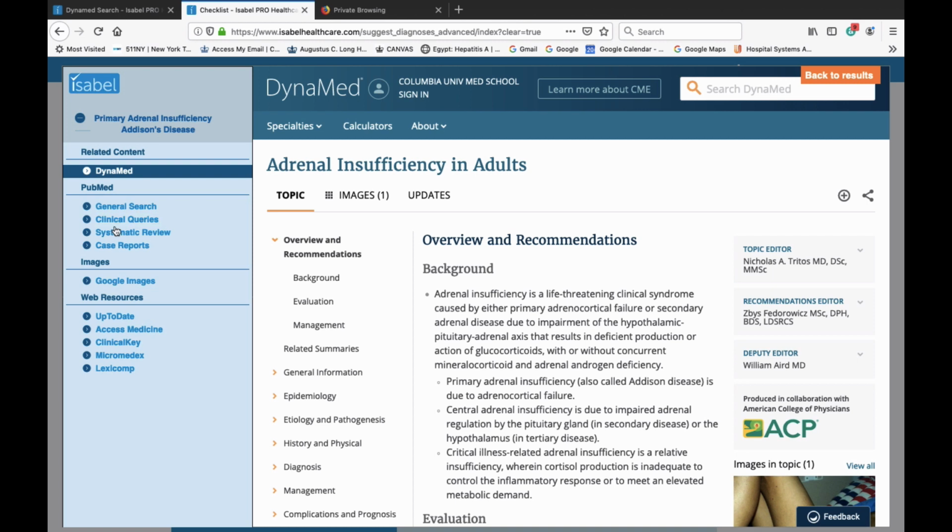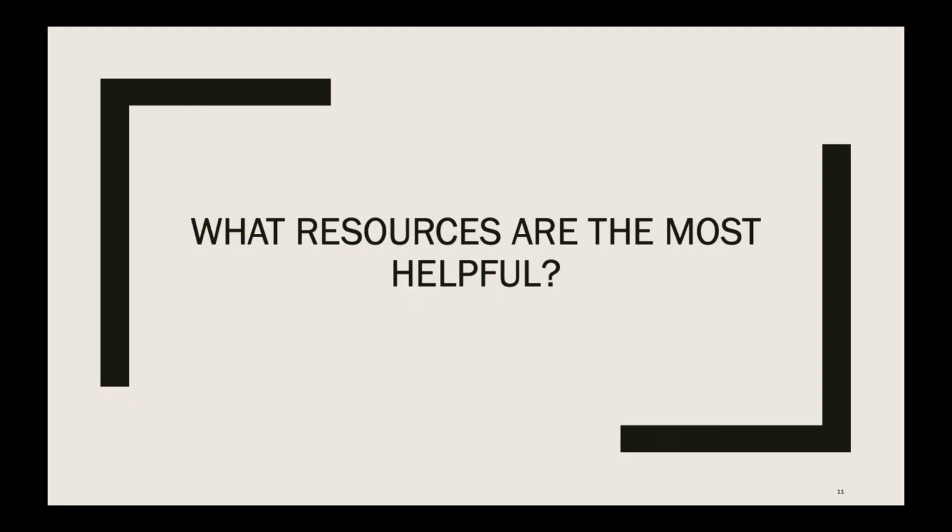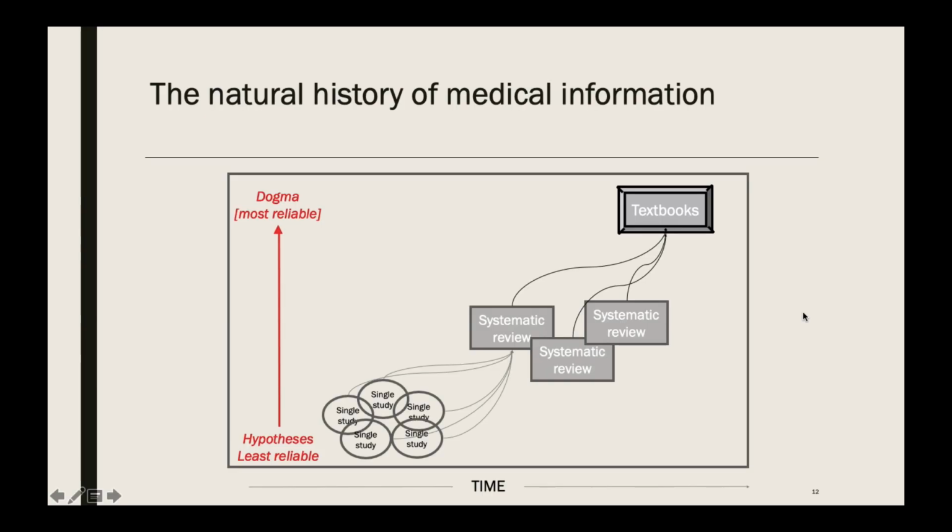And we just ask, what are the best resources here? There are many different ones, clinical queries and clinical key and micromedics. So let's just take a sidebar to resources. Let's ask ourselves which resources are the most helpful. So I'd like to give you a little bit of an overview of the natural history of medical information. First, there's the single study exploring a single hypothesis. It could be treatment, it could be testing, it could be diagnosis.